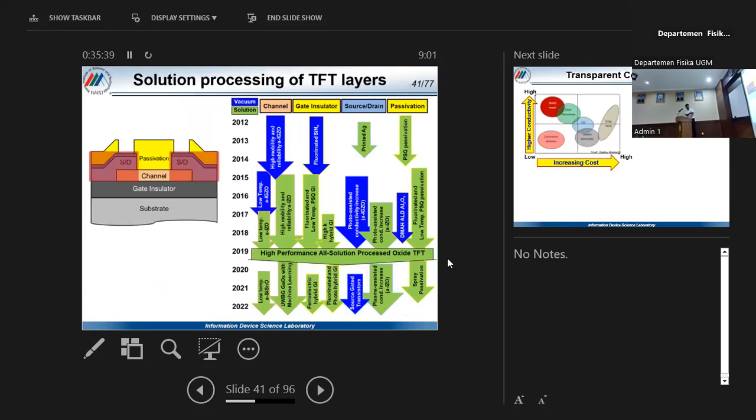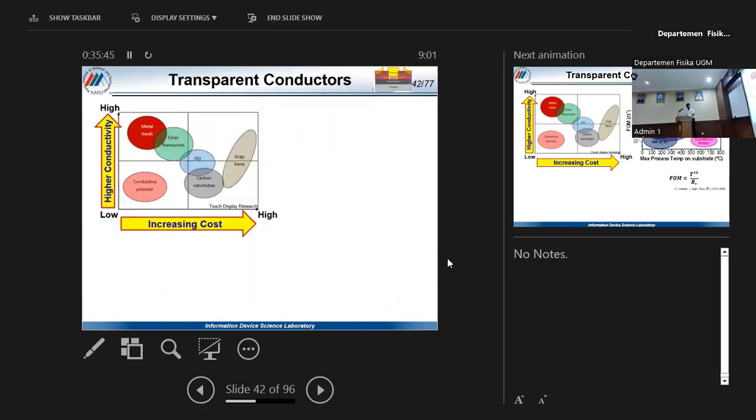So next is the source drain. Remember, our goal is to make each of these layers a solution process. This is the plot of the available transparent conductors. The y-axis is the conductivity, the x-axis is the cost. As you know, graphene can be a very good conductor, in fact, but it's very expensive.